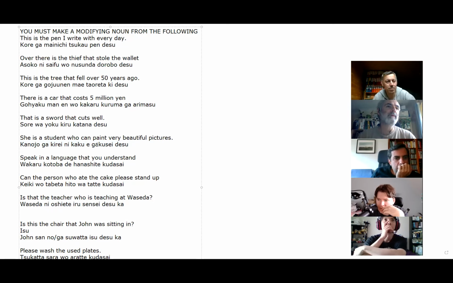Yes, you're absolutely right. So, can you correct this? I have two corrections. The first one is 彼女は 綺麗な絵を描ける学生です。 So it's up to you now. This can either be o and kaku, but if this is going to be kakeru, then this has to be a different particle. Ga. Exactly. Kakeru gakusei desu.